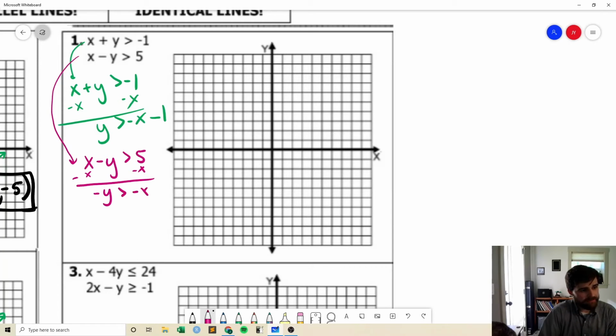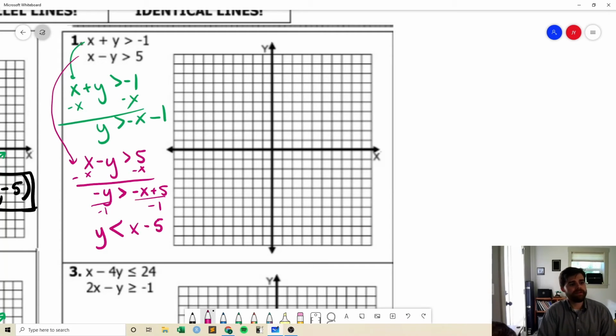-y is greater than -x and 5. And then we want to get rid of that negative, just like we did in the last problem. So I'm going to divide both sides by -1. But you have to remember, when we're dealing with inequalities, if I divide everything by a negative, I can still do that, but it's going to flip my inequality around. So don't forget that little rule there.